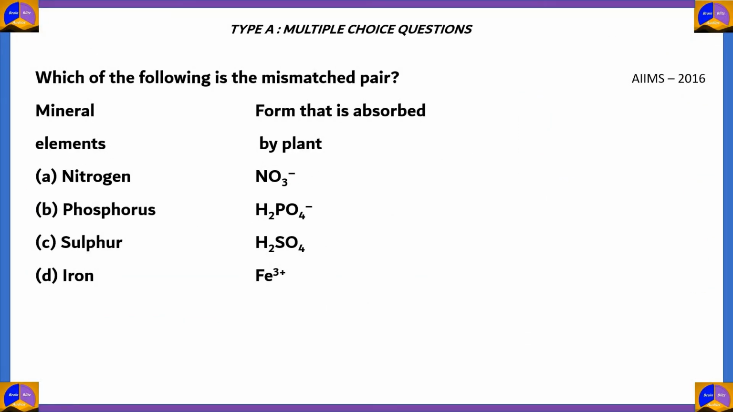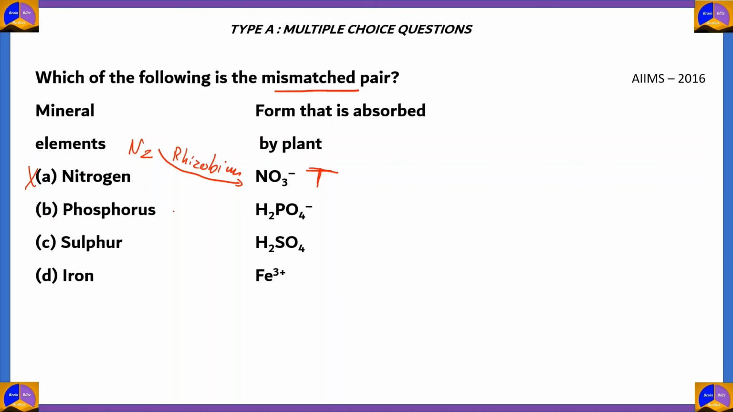Our final question. Which of the following is the mismatched pair? Again, we have to find out which of these is incorrect. Now here we're given mineral elements and the form that is absorbed by the plant. Option A, nitrogen. Now nitrogen cannot be absorbed as it is by plants in its atmospheric form, that's N2. So in the presence of rhizobium, nitrogen is converted to nitrates. So therefore option A is correct, which means it's matched correctly. That makes the option incorrect. We have to find the mismatched pair.